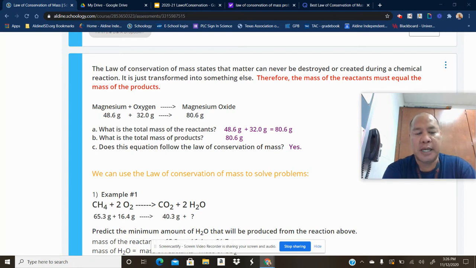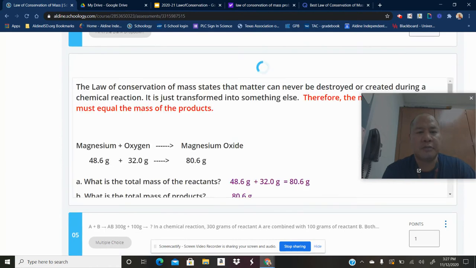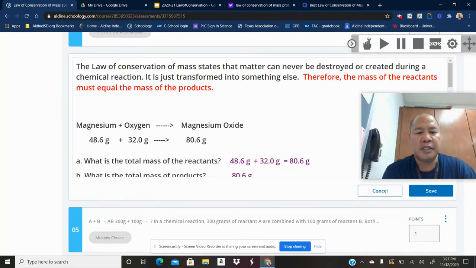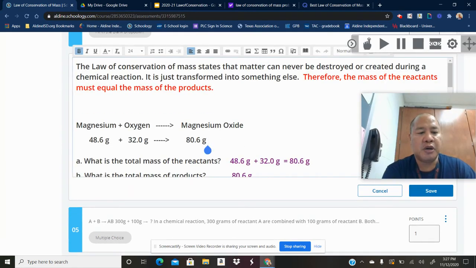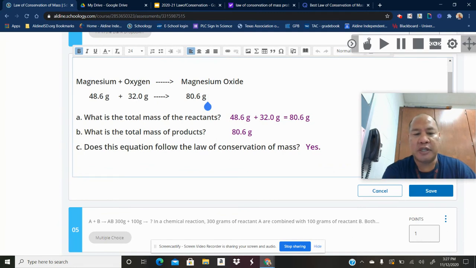So for example, if we have this equation right here where it says magnesium plus oxygen leads to magnesium oxide, we know that magnesium weighed 48.6 grams at the beginning. We knew the oxygen weighed 32.0 grams. And when we weighed the magnesium oxide after the reaction, we found it to be 80.6 grams. So does this follow the law of conservation of mass?